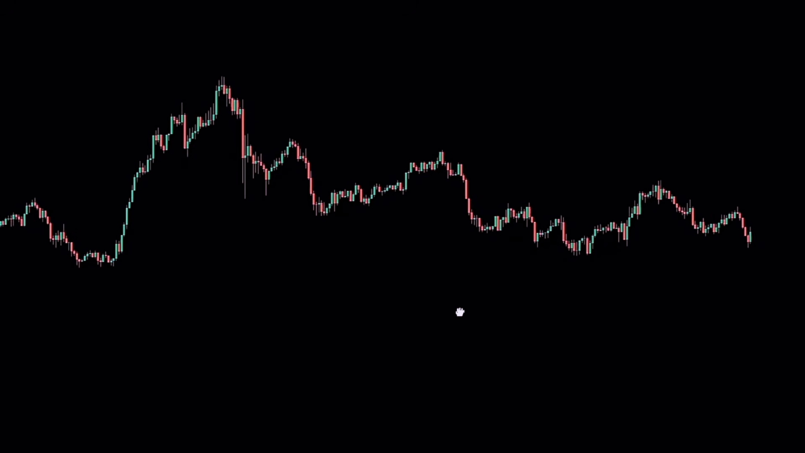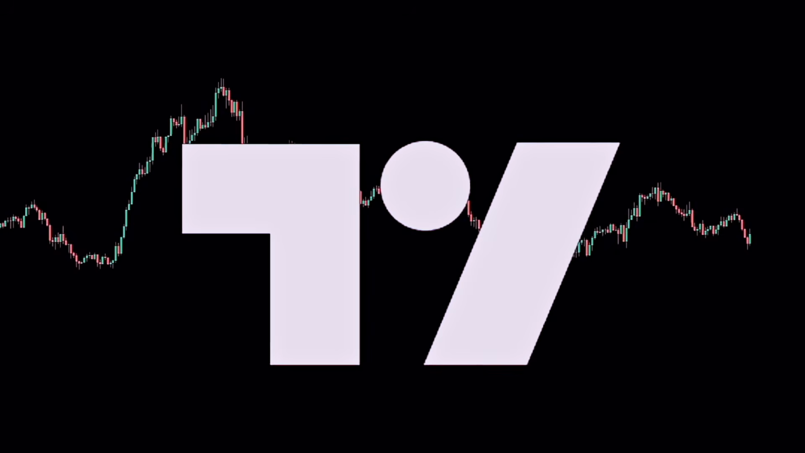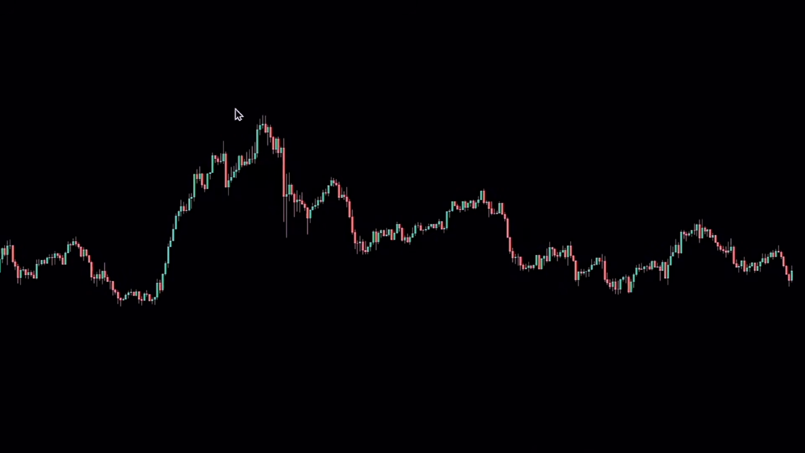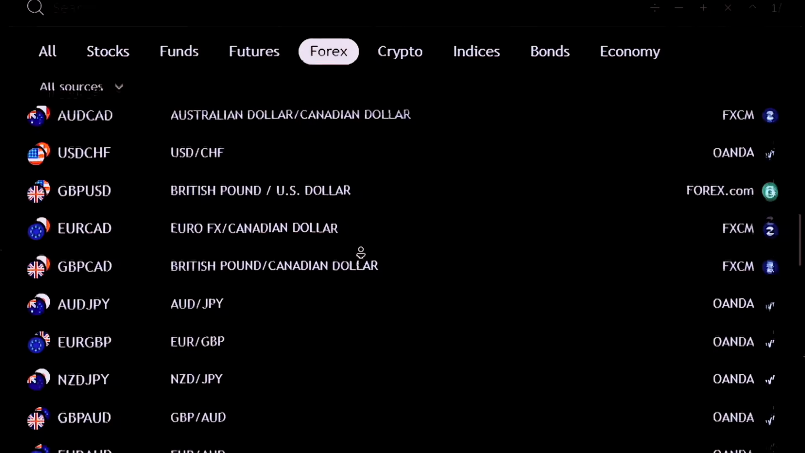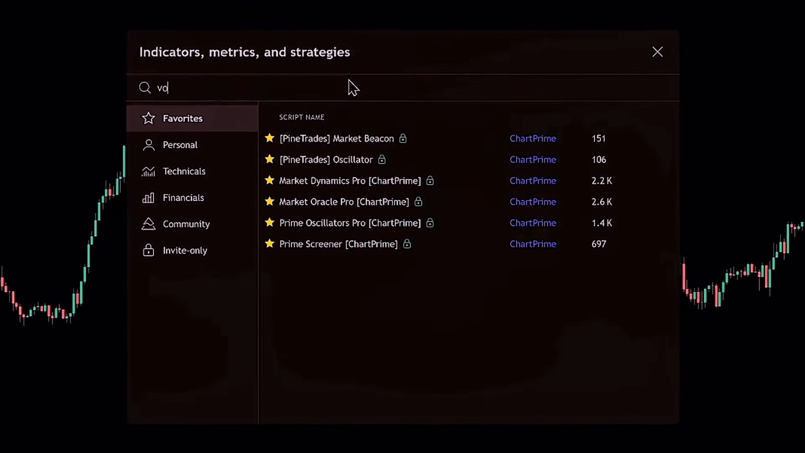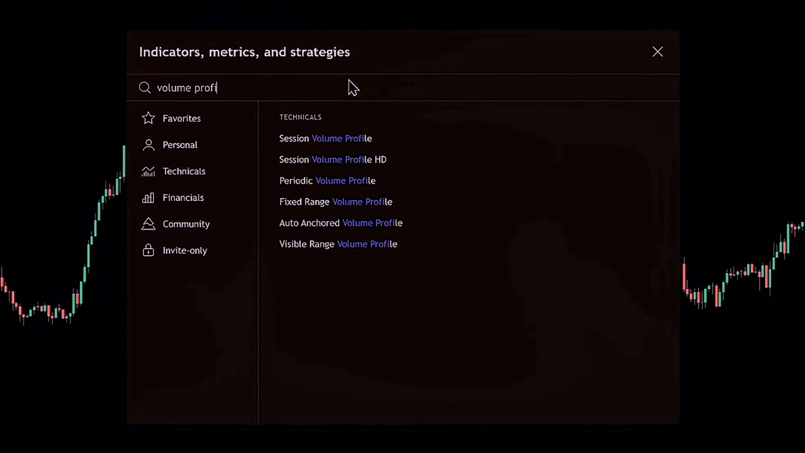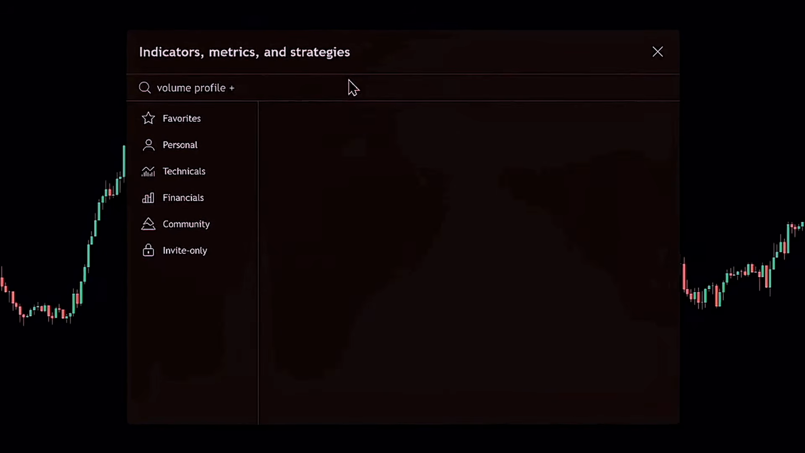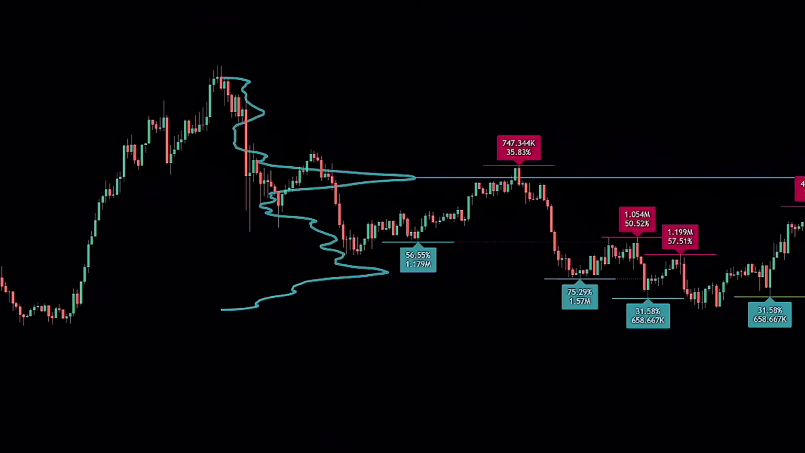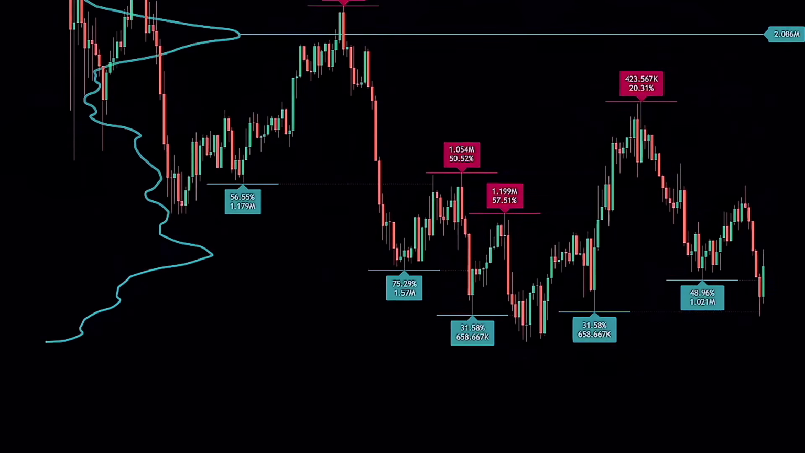To get started, head over to TradingView, the platform I'm using. If you don't have an account yet, there's a sign-up link down in the description. Pick your favorite market and time frame, click the Indicators tab, and search for Volume Profile Plus Pivot Levels by my favorite, ChartPrime. Big shout out to them, by the way. Then add it to your chart and you're ready to roll.